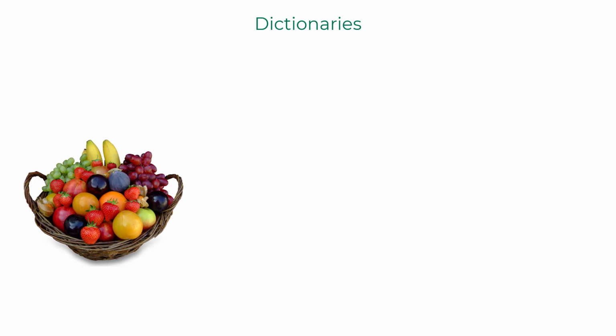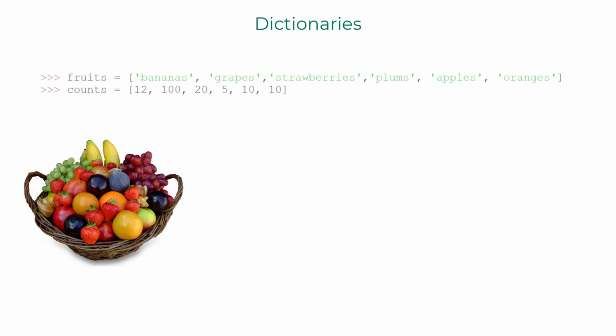Take a look at this fruit basket. What is the best way to encode the information about the fruit names and the corresponding number of fruits in a Python program? You could store it in two different lists, where the first list contains the fruit names and the second list contains the corresponding number of fruits.